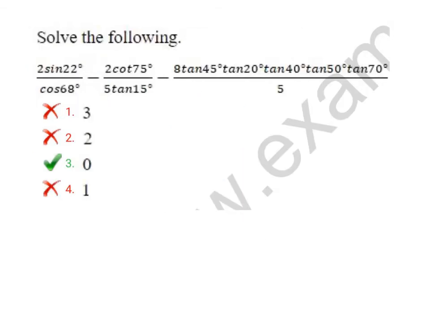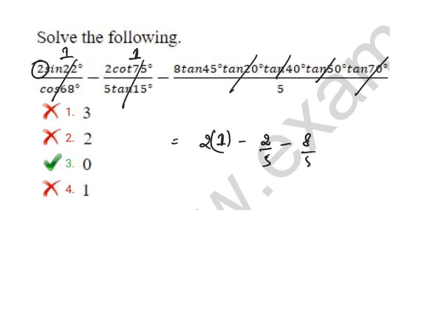2 sin 22 by cos 68, this is anyway 1. Cot 75 tan 15 cancel. So you can say tan 20 tan 70, tan 40 tan 50 also gets cancelled. So you have 1 minus 2 by 5. So 1 into 2 is there, minus 8 by 5. Minus 2 by 5 minus 8 by 5 is 10 by 5, that is 2. So 2 minus 2 is 0.